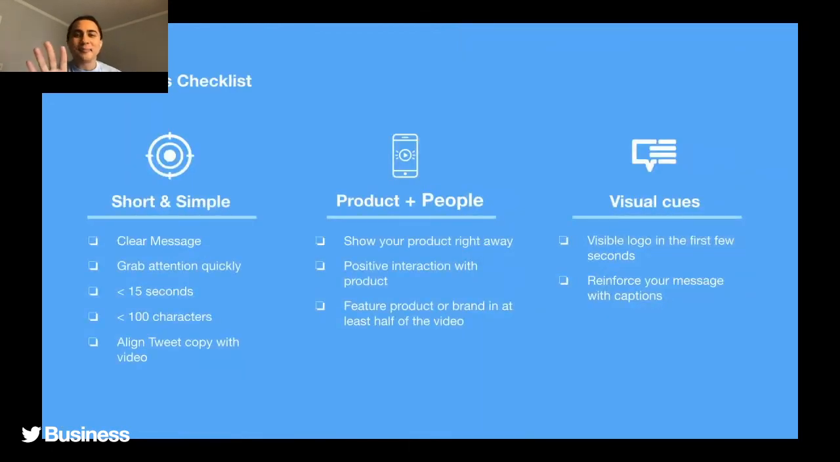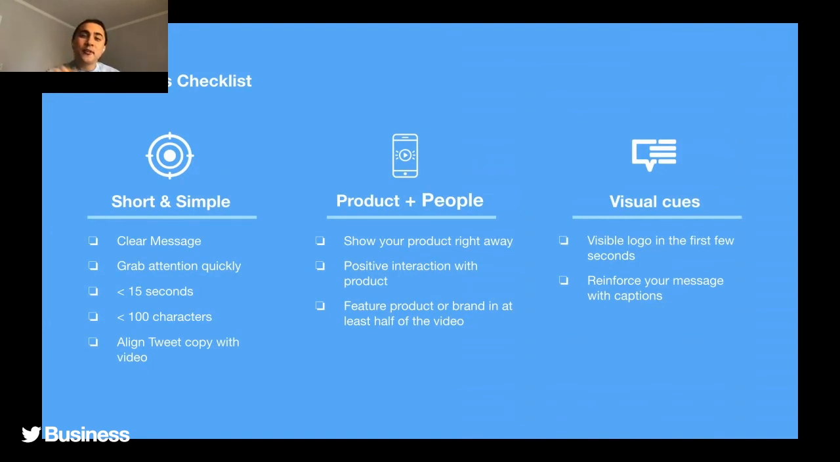So I know that was a lot, but this is a checklist that you can use to make sure that you're going through those three rules and that you're not leaving anything out when you're putting together your creative strategy. So, to recap, rule number one, keep it short and simple. Ask yourself, is your message clear? Are you grabbing attention right off the bat? Is your video less than 15 seconds? Is your copy less than 100 characters? And does that copy align with your video or your image creative?